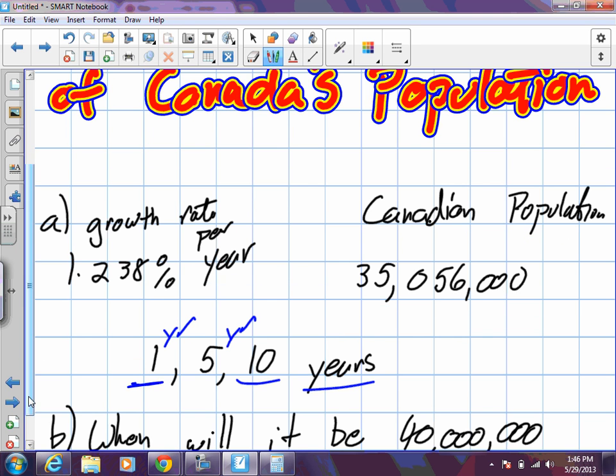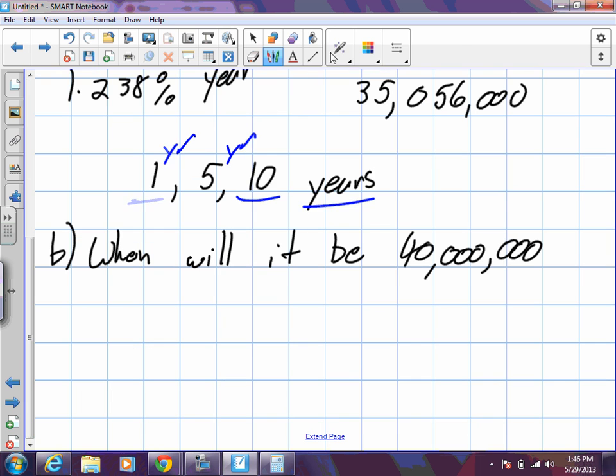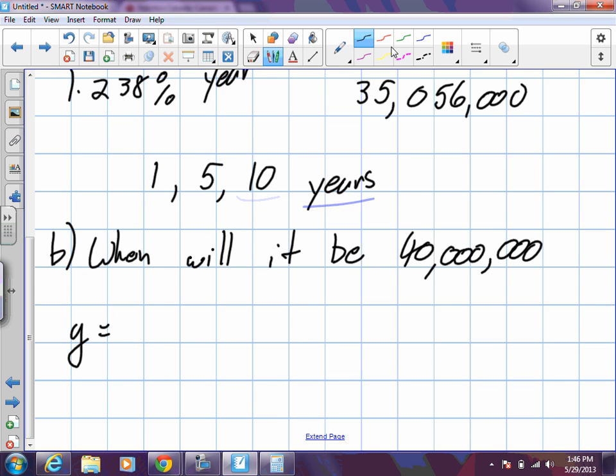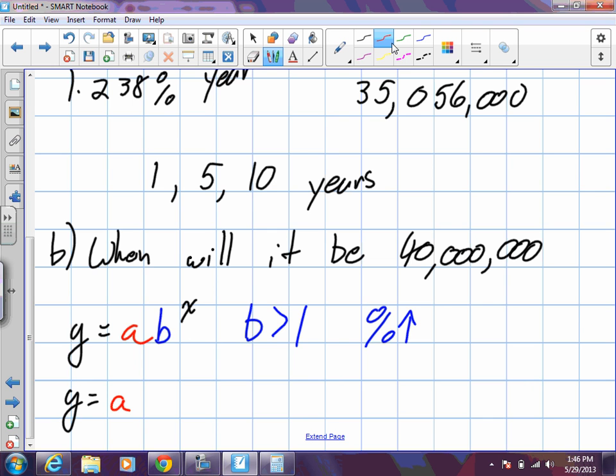Okay? And we'll get to part B in a moment. So we talked about exponential growth before. Y is equal to A multiplied by B to the power of X. Now, because it's growth, we know that B must be greater than 1. And because it's a percentage increase, we essentially break our B into two sections. 1 plus whatever the percentage increase is.